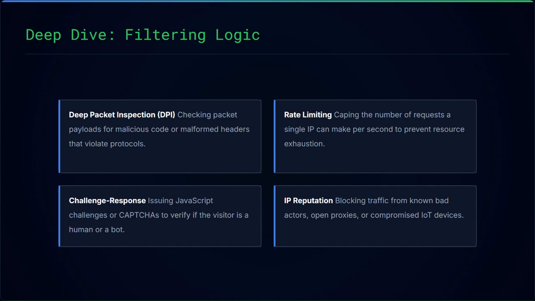Next is rate limiting, which is very simple. We cap how many requests one source can make per second. It is, for example, the one item per customer rule. The third one is the challenge response. This involves using quick tests often invisible to humans, like JavaScript challenges, to prove the user is not a simple automated script or a bot. Lastly, we can implement IP reputation, which is to maintain global lists of known bad actors, compromised devices, or bad IPs. So if traffic comes from this blacklisted source, we can block it immediately.